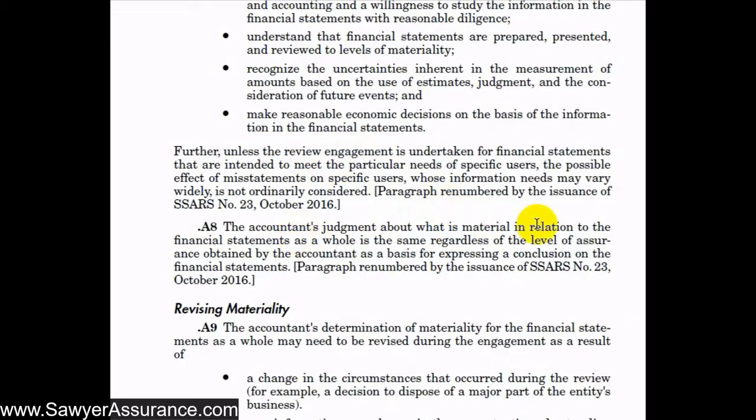So instead, we develop a materiality that would be useful to all users of the financial statements. And finally, they say that our judgment about what is material in relation to the financial statements as a whole is the same regardless of the level of assurance that we got as a basis for expressing our conclusion on the financial statements. So this is saying that if we were to obtain a lot more assurance on a particular account, then we should not lower our materiality just because we obtained more assurance or were more comfortable over the balance. Our level of materiality is the same no matter what our conclusion was.